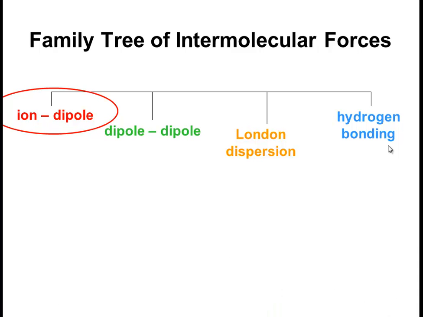The first intermolecular force we're going to talk about is the ion-dipole interaction. But first, let me just show you this is what I might call the family tree of intermolecular forces. These are the four that we need to get acquainted with. So ion-dipole is the first one we'll talk about right now. Then comes dipole-dipole, London dispersion forces, and hydrogen bonding.